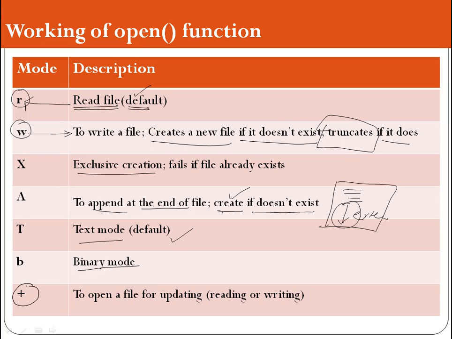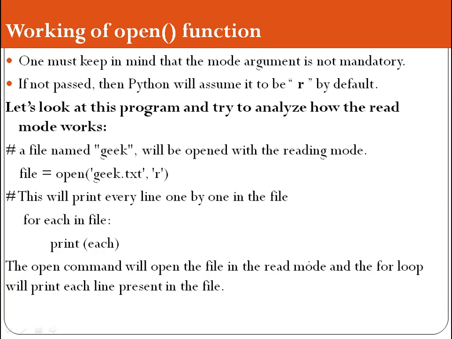If you are using the plus sign, it opens a file for updating, that is reading and writing. As in the previous example, you can see that we have opened the file with r plus. One must keep in mind that the mode argument is not mandatory, as we have already discussed. If you are not passing this mode, then Python will assume it to be r, meaning reading mode. So this is the name of the file, and you are providing the read mode.